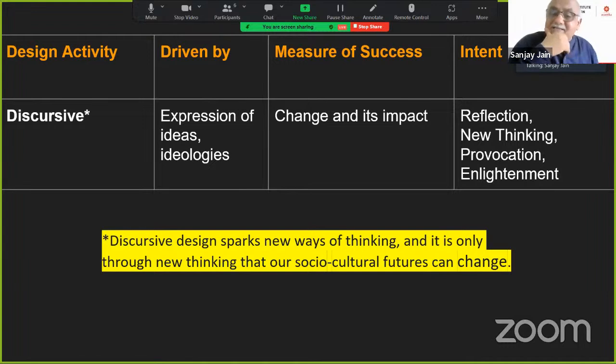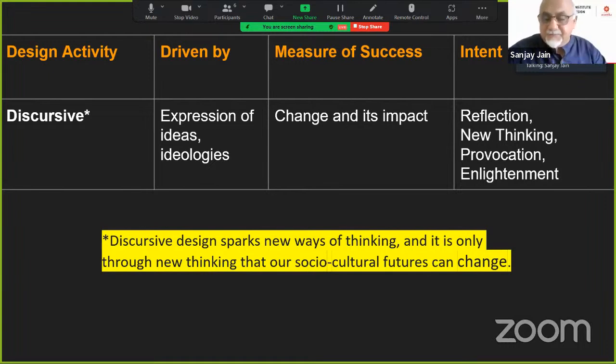So the intent is basically to make you reflect, to make you think in new ways. It is also sometimes provocative, and sometimes it also enlightens you. So discursive design sparks new ways of thinking and figuring out how the people can respond to what is happening around them, and how they can be provoked or instigated to do something about what is not right.